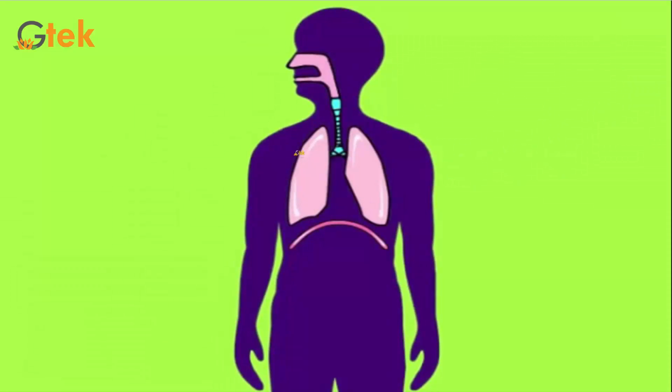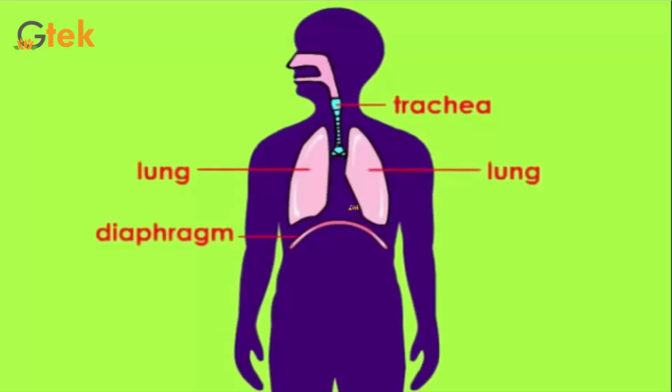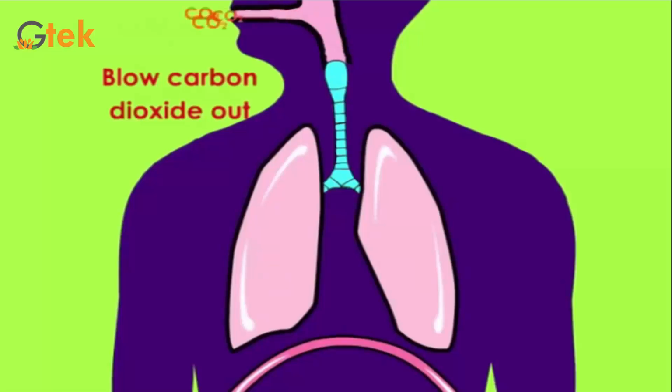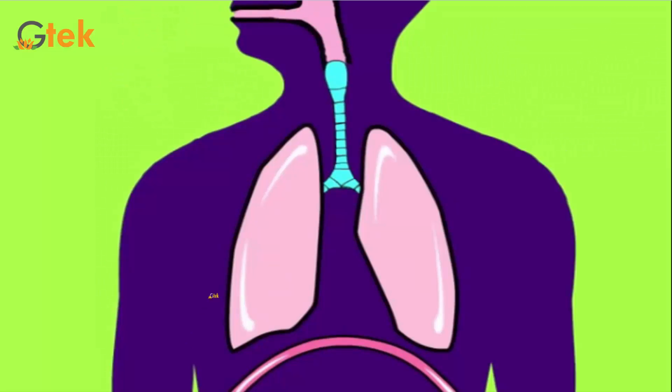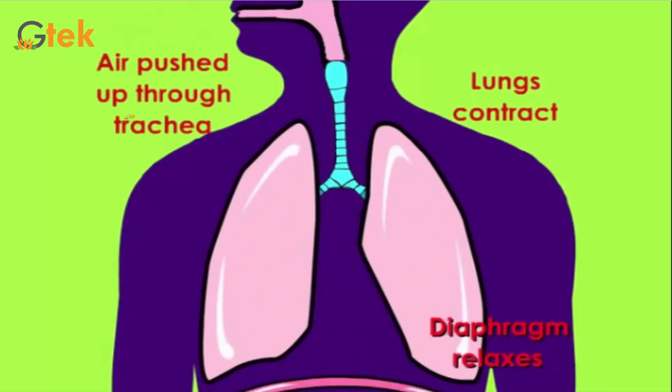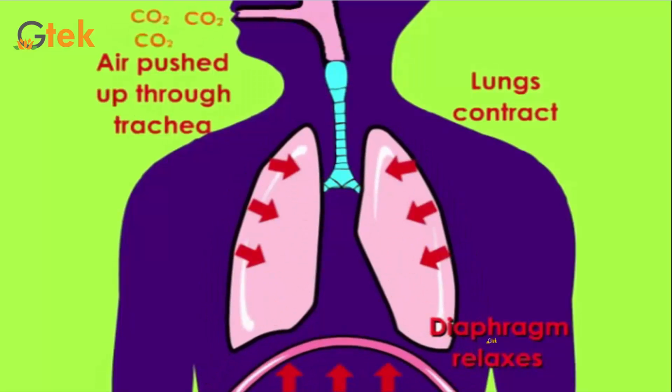Here you can see the breathing that is involved in the trachea and lung. Breathing in is bringing oxygen into the lungs and blowing carbon dioxide out. That is called breathing. You can see over here, this is the diaphragm. When the diaphragm contracts, the lung expands, so the air is pulled into the lungs. When it relaxes, then air is pushed up through the trachea, so that the lung contracts.